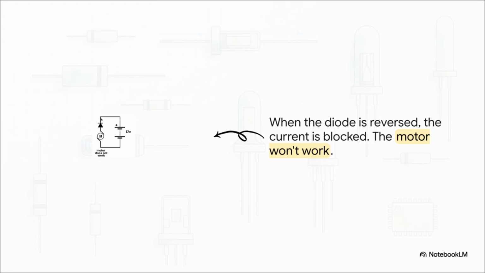But watch what happens if we just flip that diode around. Now its arrow is pointing against the flow of current. This is called reverse bias. The diode basically becomes a roadblock, a dead end. No current can get through. And the result? The motor doesn't spin. The circuit is effectively broken.